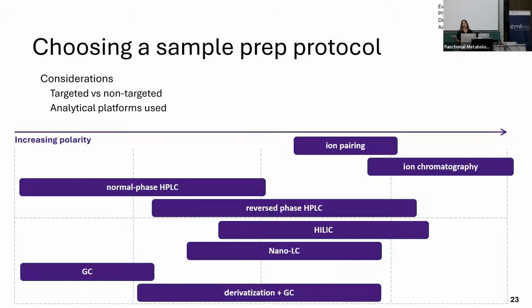But in non-targeted metabolomics, of course, there's no perfect protocol. There's always a sacrifice every step of the way. You might lose some metabolites. If you choose LC, of course, you might lose your volatile metabolites. Yeah, so keep that in mind.